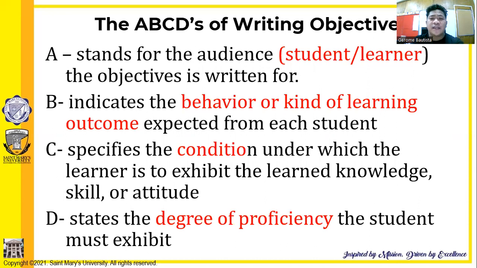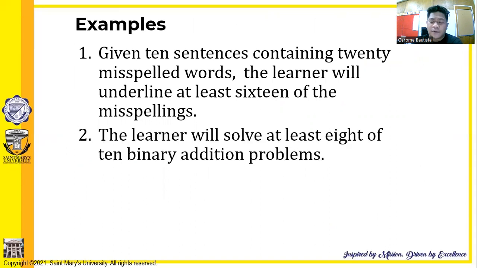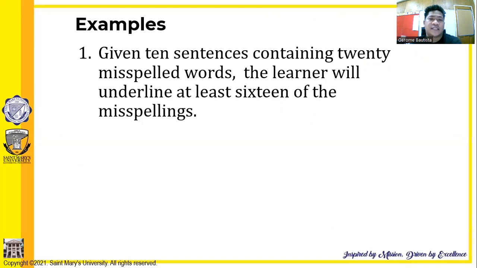So what's new in the ABCD would be the audience, which is simply the student or the learner. For example, we have here, given 10 sentences containing 20 misspelled words, the learner will underline at least 16 of the misspellings. For number 1, let's go first with the first example. Who is the audience?